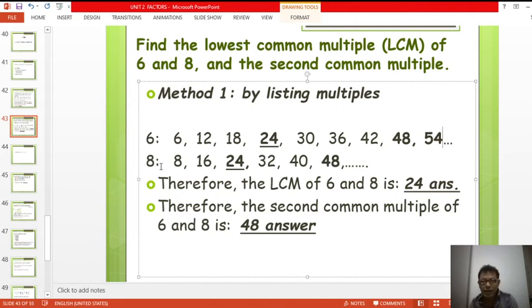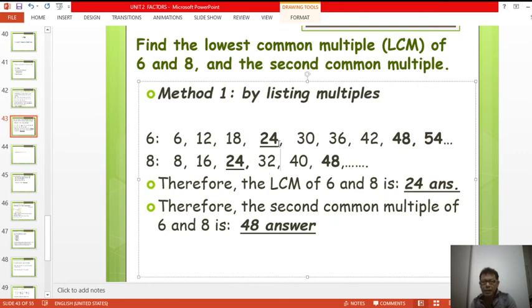So here we have 8. 8 times 1 is 8. 8 times 2 is 16. And then 8 times 3 is 24. 8 times 4 is 32. 8 times 5 is 40. 8 times 6 is 48. Look at that. So when you notice that you already have the LCM, how did you know?